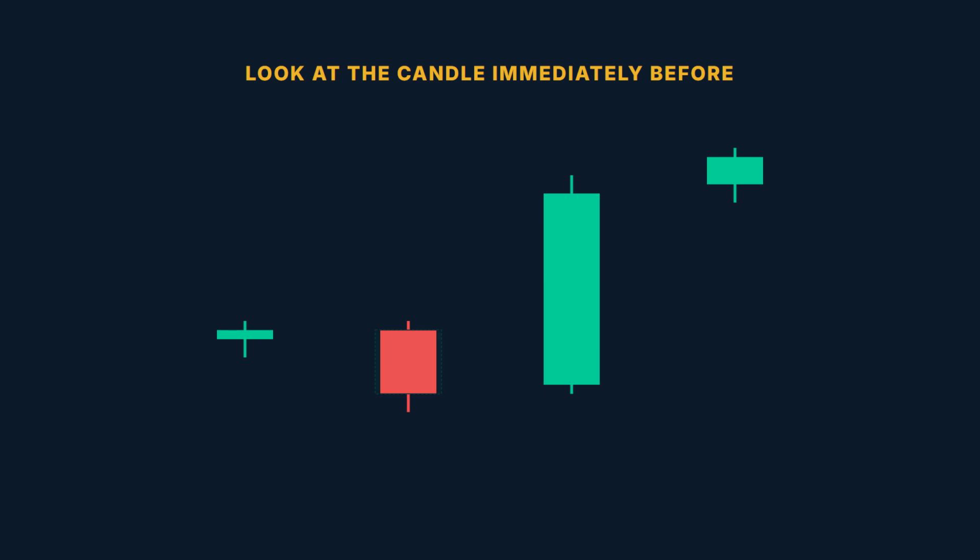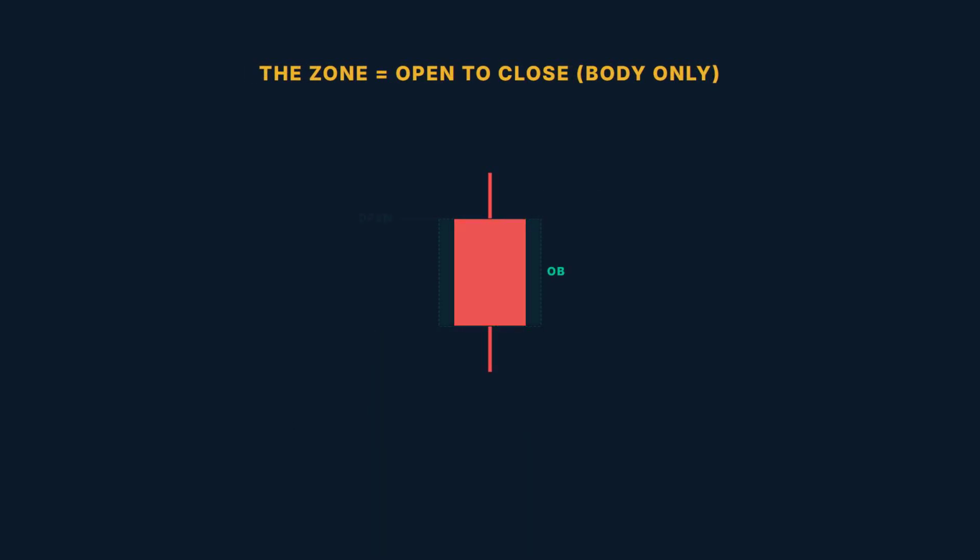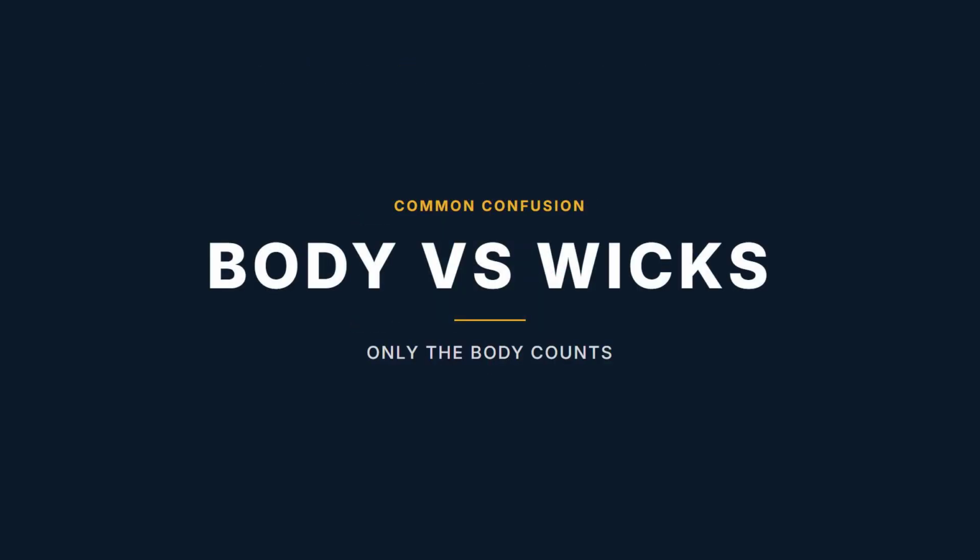When price returns to that zone later, institutions are coming back to complete what they started or to add more to their position at the same level. That is why order blocks work as genuine support or resistance.